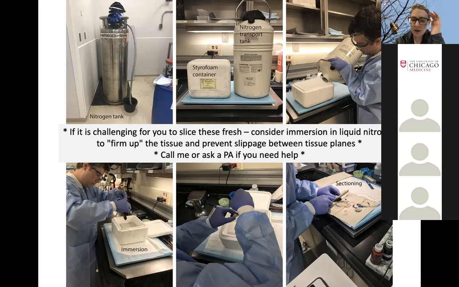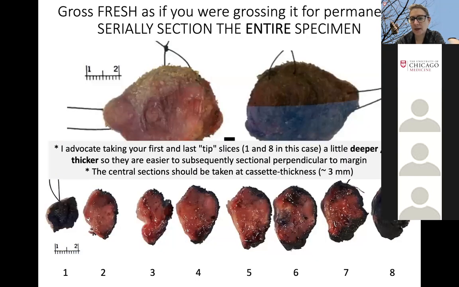If it's challenging for you, I will allow you to lightly immerse the tongue or skin ellipse in liquid nitrogen, basically to firm it up to prevent slippage between tissue planes and weird sections. Here's an example of Kyle, who used this technique, liked it and was successful at it. I actually believe that the photos you saw in the prior were from a liquid nitrogen specimen. He froze it, cut it, let the slices thaw, which doesn't take very long. And this is a photograph of the post-thawed, pre-frozen specimen. As you can see, it's completely intact.